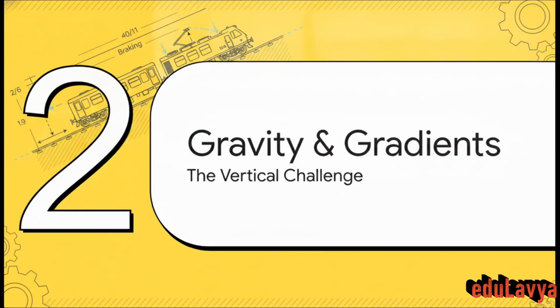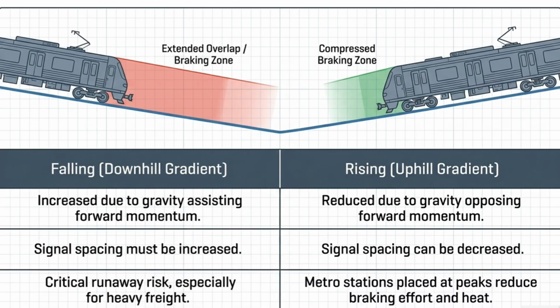Moving on to Section 2, gravity, gradients, and braking, the vertical challenge. Let's look at our first major obstacle and see exactly how the system handles the vertical challenge of gravity. Picture trying to stop a massive 700-ton freight train. Well, gravity dictates that downhill slopes or falling gradients absolutely require increased signal spacing. Why? Simply because that train needs a much longer braking distance to safely come to a halt.